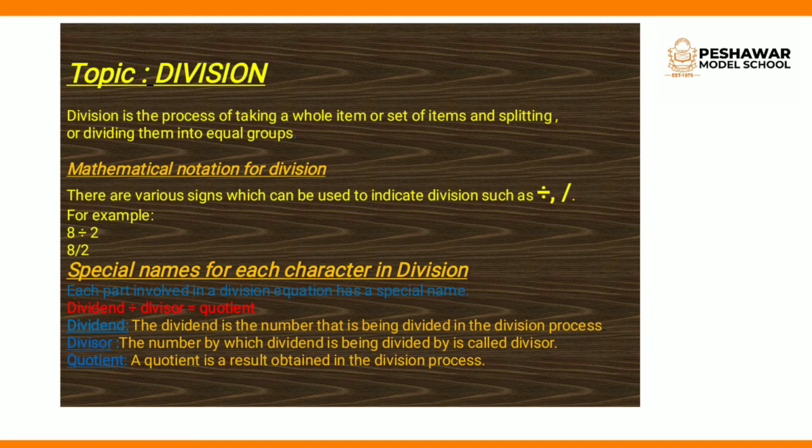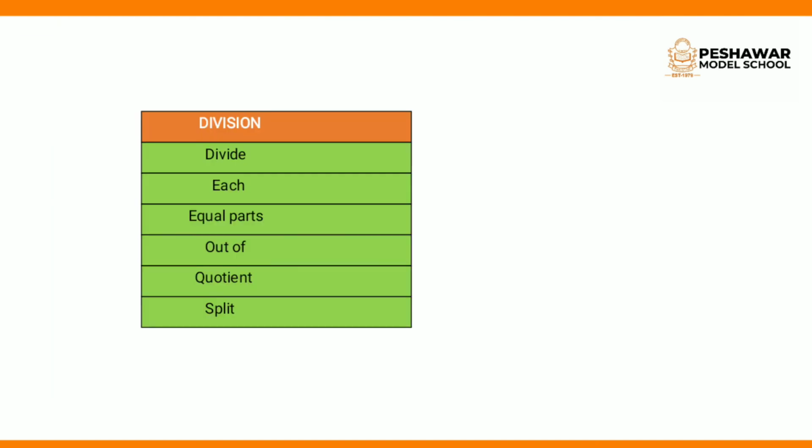Dividend, divisor and quotient are the special names for each character in division. I am telling you again, division is the repeated process of subtraction. Clear? Now students, these are the words used for division: divide, each, equal part, out of, quotient and split. Clear?